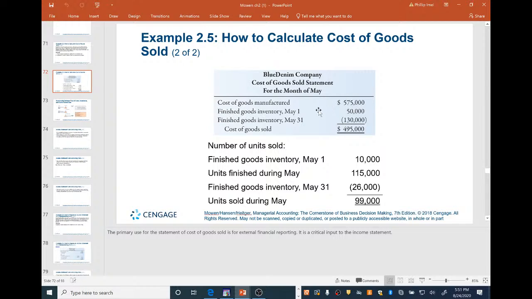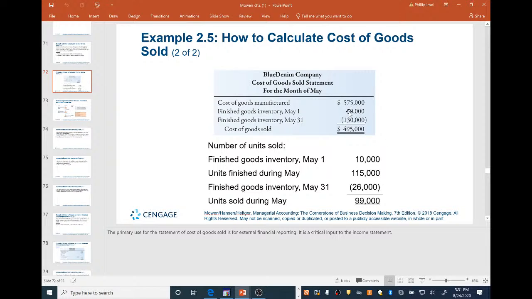So the cost of goods manufactured was 575. They've got it a little inversed here. They started with this instead of this. Usually the formula we've been looking at is finished goods inventory May 1, but it doesn't really matter, because you're adding them together. So let's say finished goods inventory May 1 plus cost of goods manufactured, and then back out the finished goods at the end. Same thing we just did, and that'll give us the cost of goods sold.